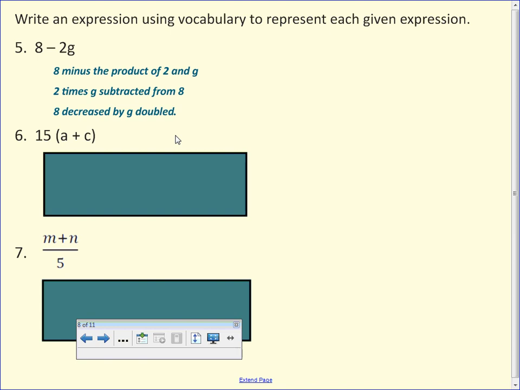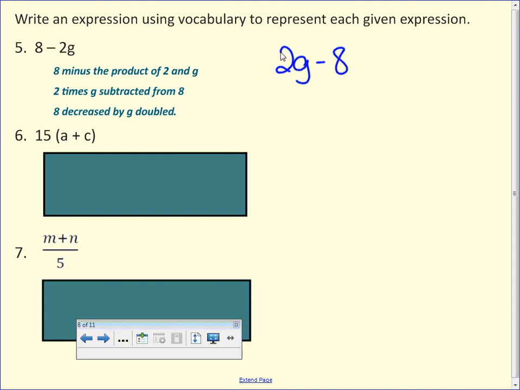And we can mix and match some of these to come up with different combinations. There are so many different combinations of how you could write that. Does anybody want to share one of theirs? I said the product of 2 and g minus 8. Well, no, be careful. What would that be? The product of 2 and g minus 8.